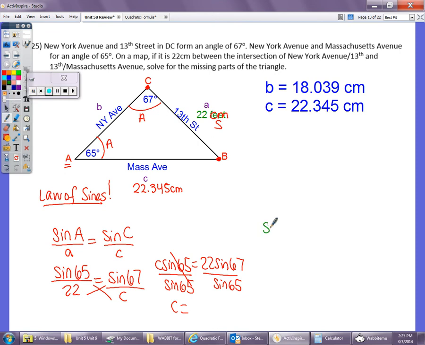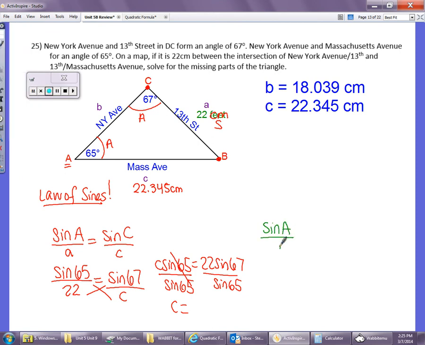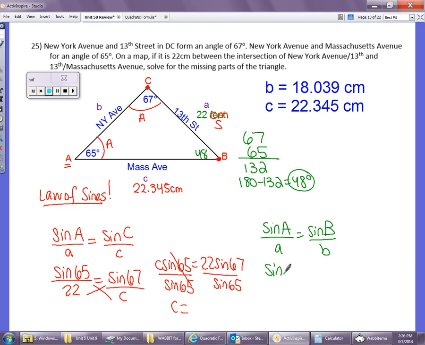And then I'm going to do it again. Sine of A over A equals sine of B over B. Now I do need to solve for B. So I can just do 67 plus 65, which is 132. 180 minus 132 is 48. So I have sine of 65 over 22 equals sine of 48 over B.